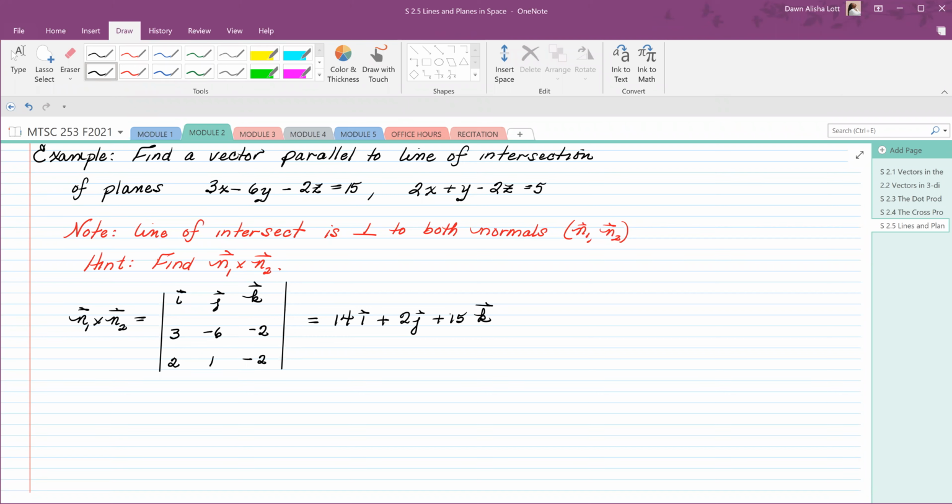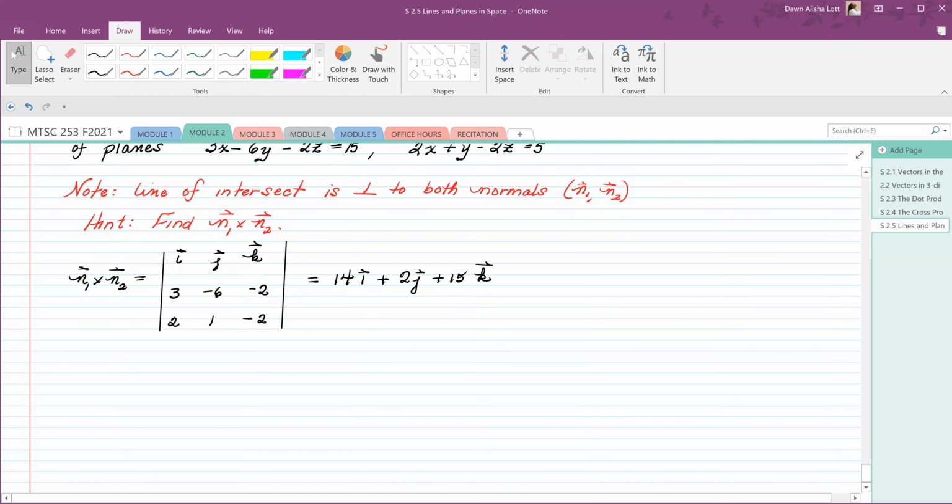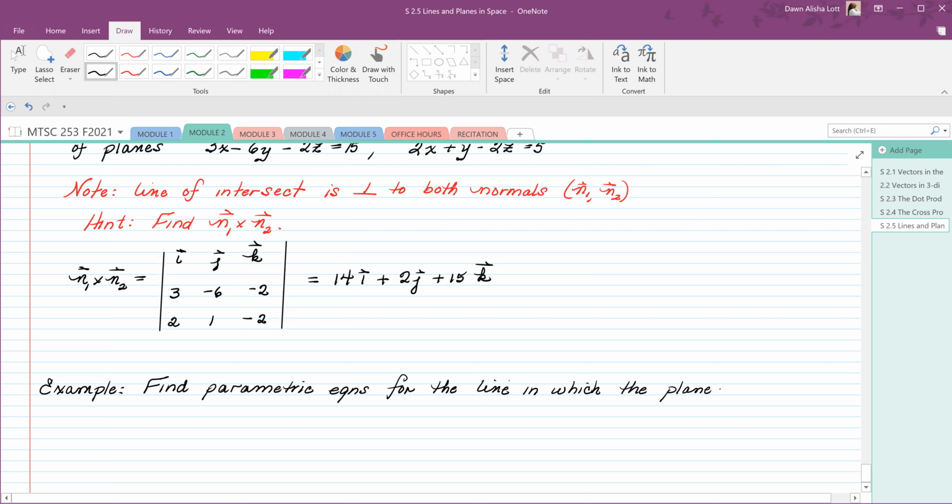Okay. All righty. Next example. Find parametric equations for the line in which the planes, same planes, 3x minus 6y minus 2z is equal to 15, and 2x plus y minus 2z is equal to 5 intersect.